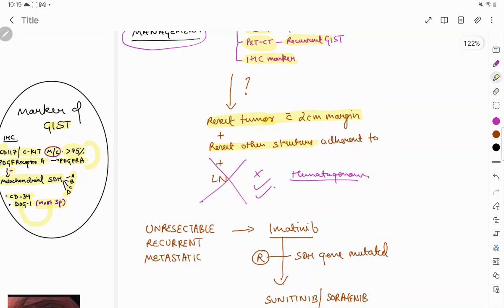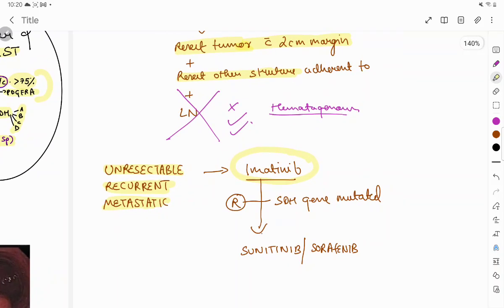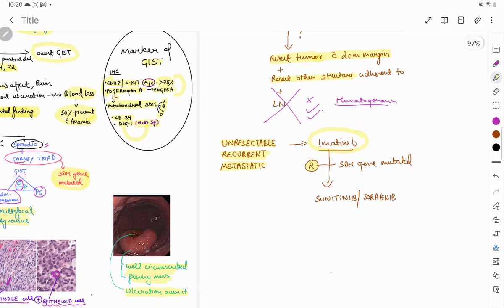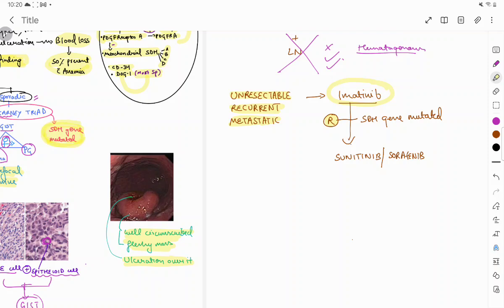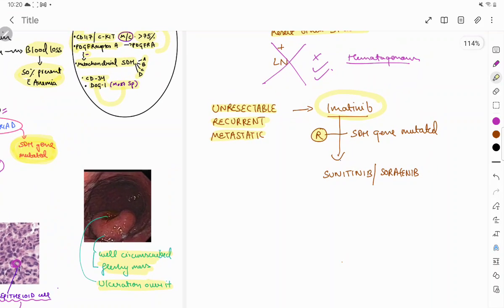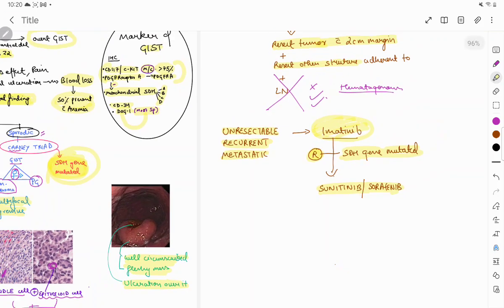In case we are looking at a case that is unresectable, a recurrent case, or a metastatic case, you need to give a tyrosine kinase inhibitor here, that is imatinib. In case we give this therapy for long, we develop a resistance. Another scenario is when we have the SDH gene mutation in Carney's triad, as we already know. So in these cases also we develop a resistance to imatinib, where we give sunitinib and sorafenib.